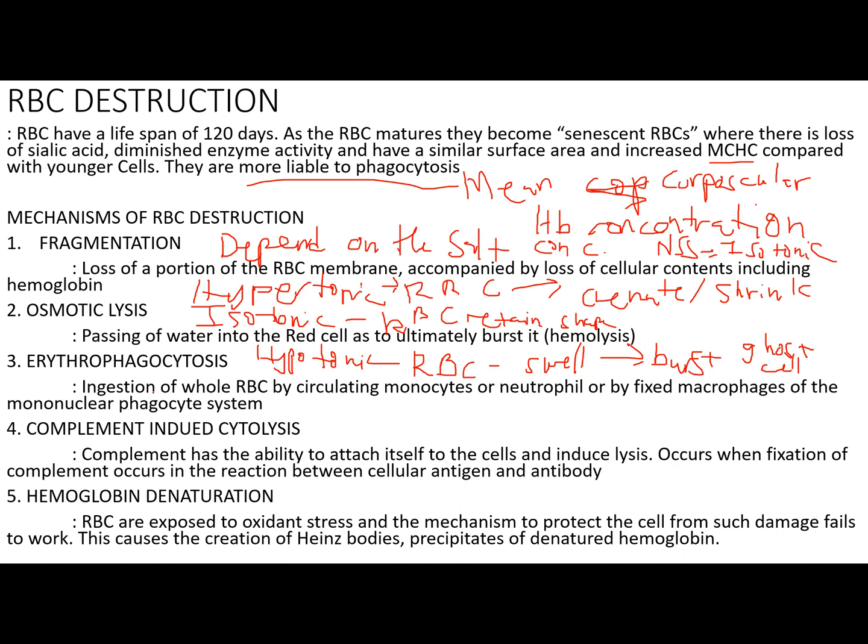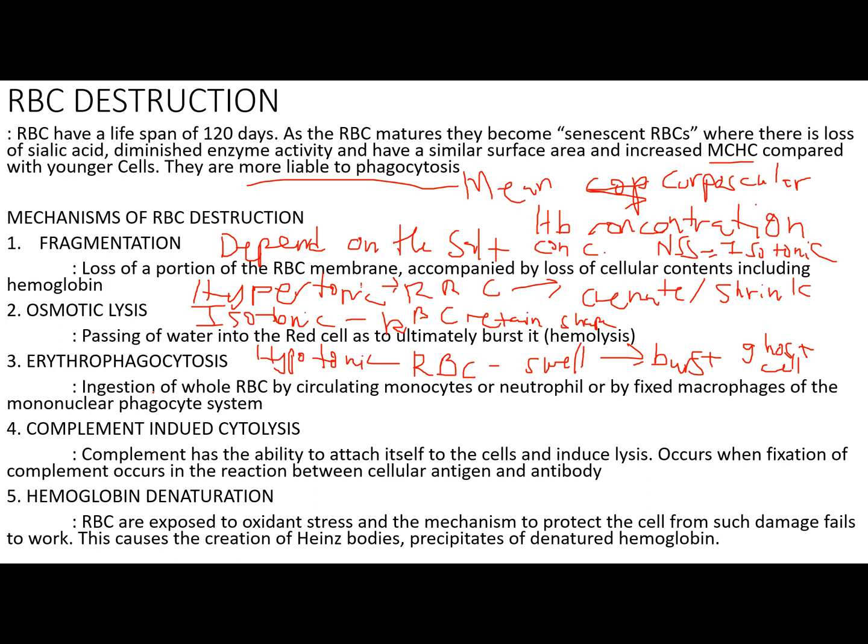And then a third mechanism class is yung erythrophagocytosis. Ingestion of whole RBC by circulating monocyte or neutrophil or by fixed macrophages of the mononuclear phagocyte system. Then we have yung complement-induced cytolysis. Complement has the ability to attach itself to the cell and induce lysis. This would occur when fixation of the complement would occur in the reaction between cellular antigen and antibody. So, yung complement class, mas maintindihan yan, yung cytolysis na yan sa immunosero.